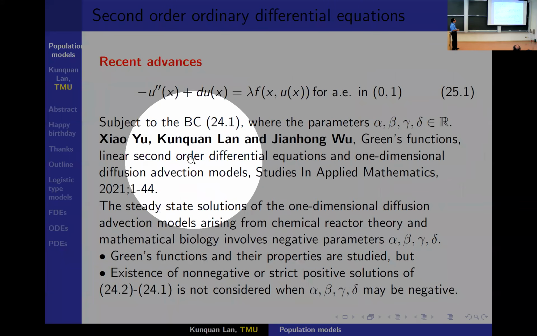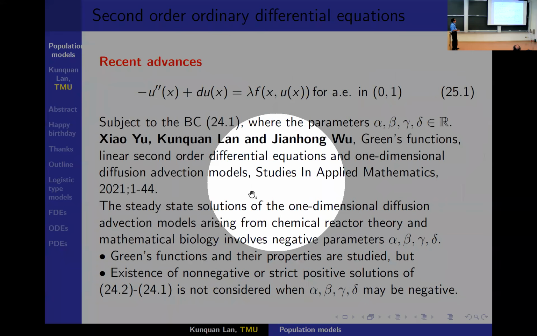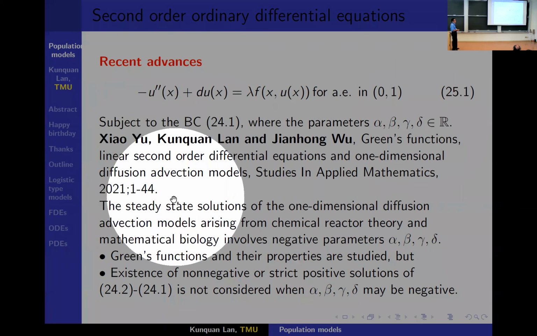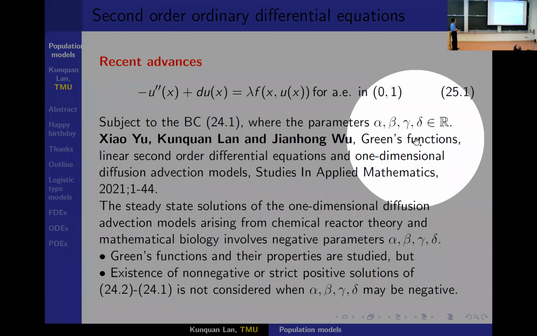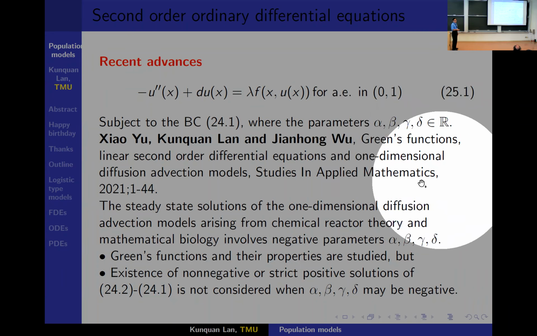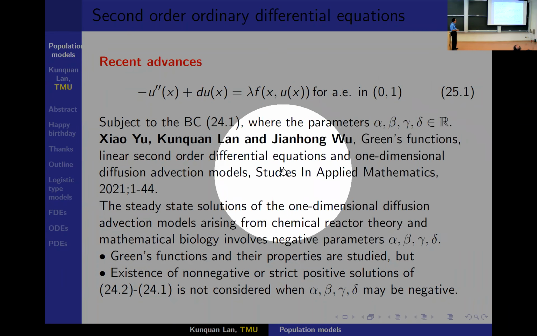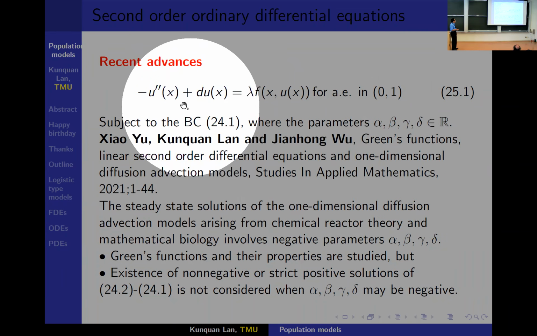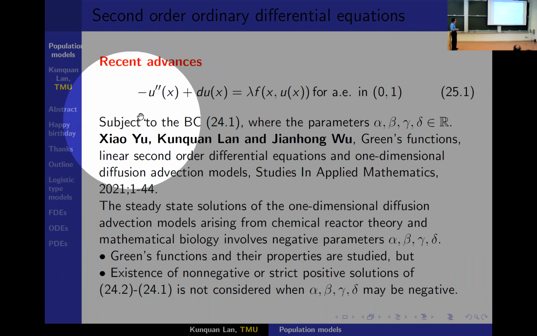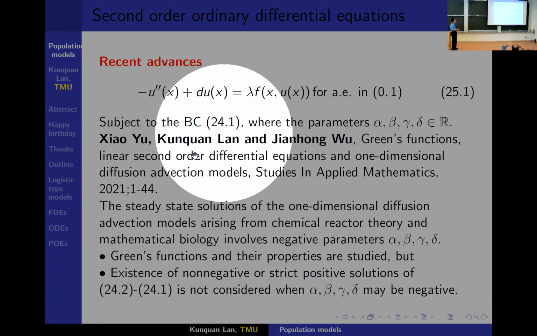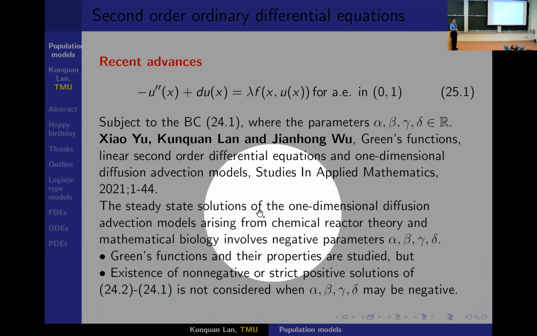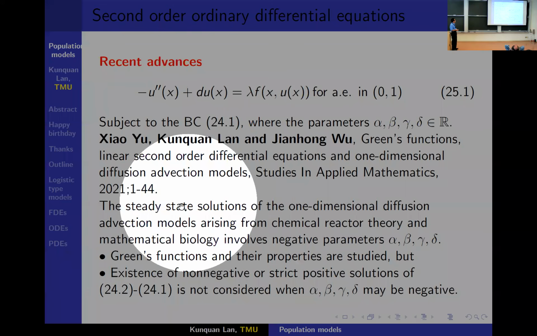But very recently, we with Professor Wu and Xiao Yi, our previous postdoc, solved the problem where the boundary condition parameter takes a negative value. And we derive the Green function and also some kind of vector function we can transfer to this case, which contains a negative value. So we give an example there.